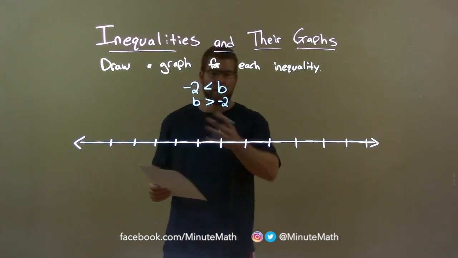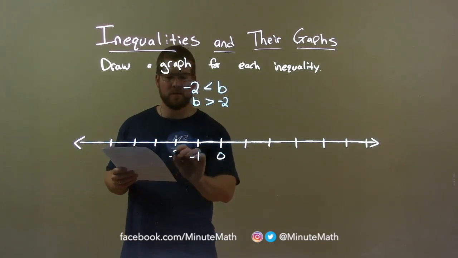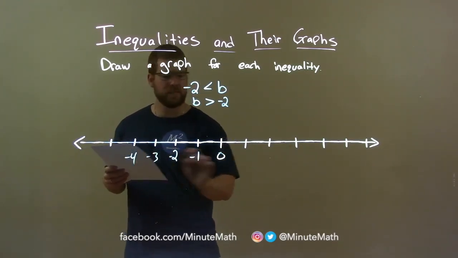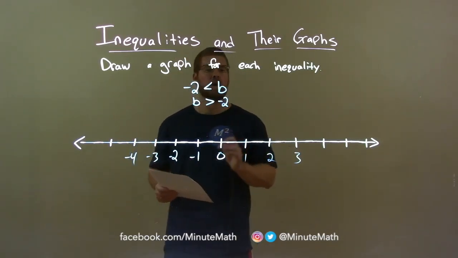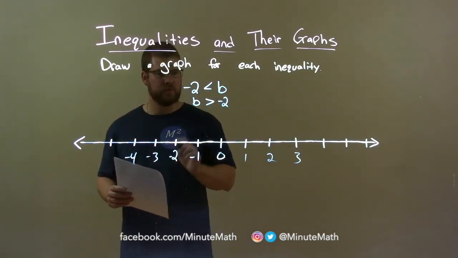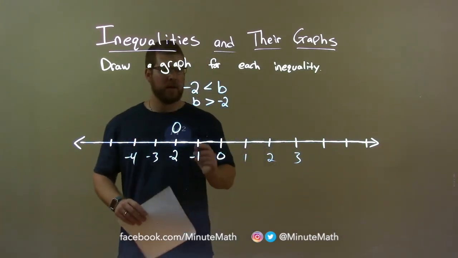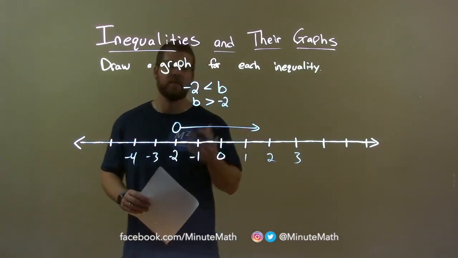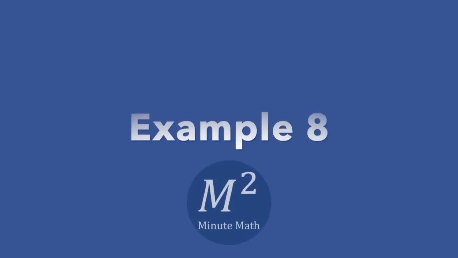With that, we need to make our number line, make sure we have -2 in it. So we have, let's say, 0, -1, -2, -3, -4, and 1, 2, 3. Now they say b is greater than -2, but not equal to. So that means we have an open circle at -2. B being greater than -2, we shade to the right, and there we have our graph for -2 is less than b.